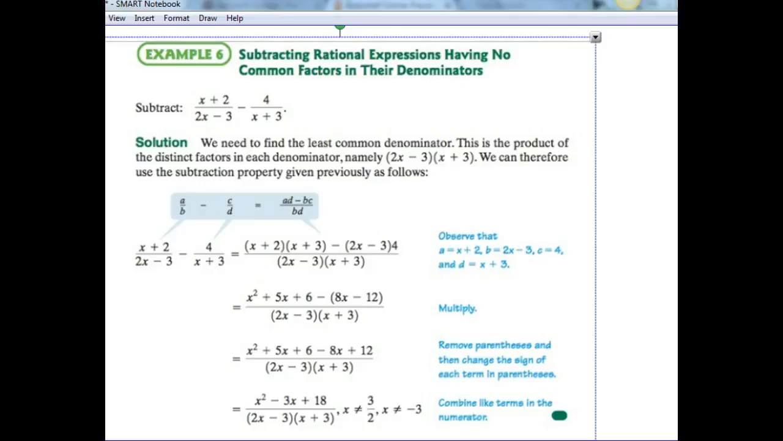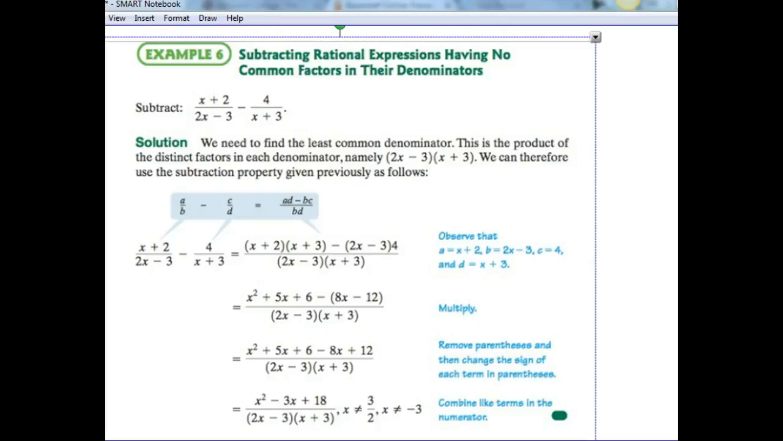Hello, we're looking at example 6 found on page 73 of your pre-calculus part 1 textbook. This is in section P-6, rational expressions. This one is talking about how to subtract, and this works the same for addition as well, but how to subtract rational expressions that have no common factors in their denominators.